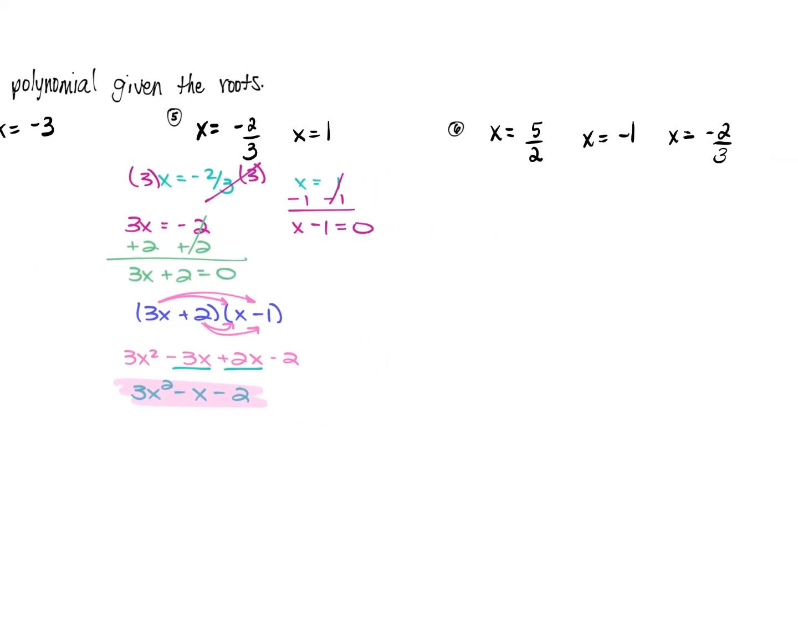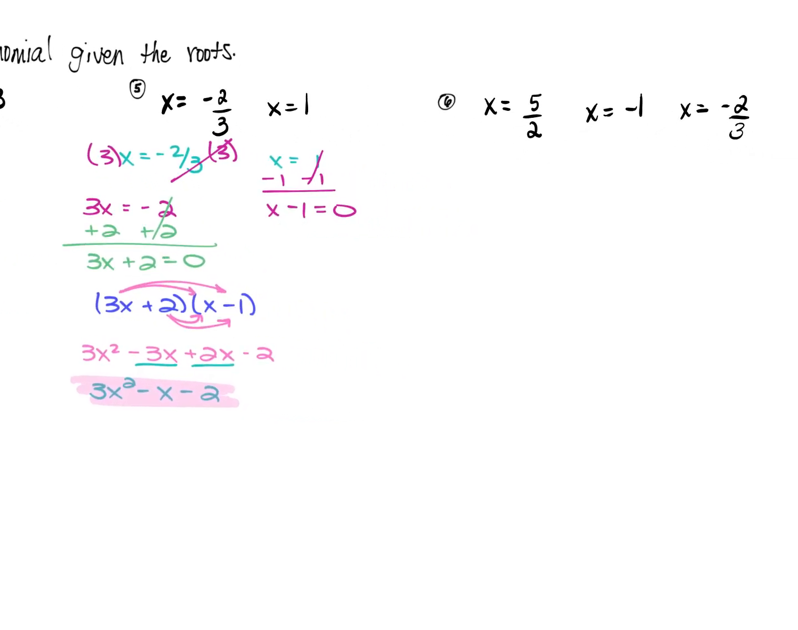For number 6, you have x is equal to 5/2, x is equal to negative 1, and x is equal to negative 2/3. If you work first with the x is equal to 5/2, instead of dividing by 2, we're going to multiply each side by 2 to start with. So that's going to give us 2x is equal to 5. From here, subtract your 5 over. That's 2x minus 5 is equal to 0.